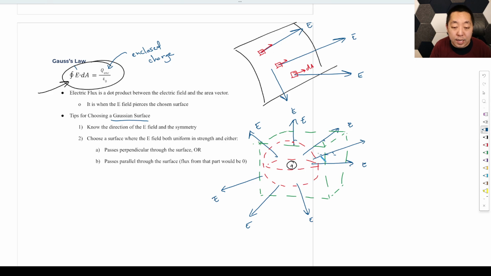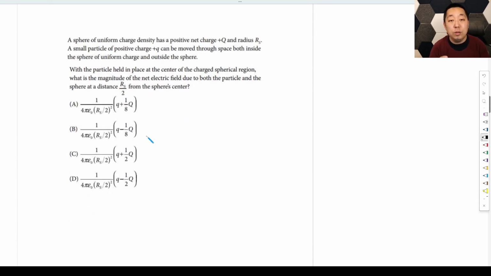But the sphere is nice because the electric field is, one, perpendicular to the surface, okay? And two, it has the same amount. If I centered it around that charge, then the electric field should be the same magnitude everywhere on the surface. So that integral becomes a lot simpler. Okay, so let's go through a few practice problems here.